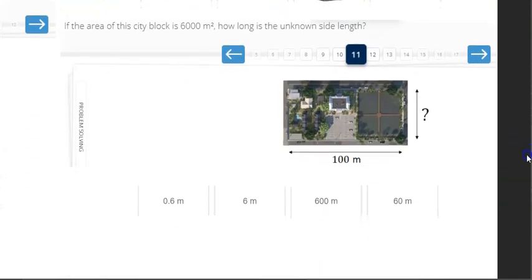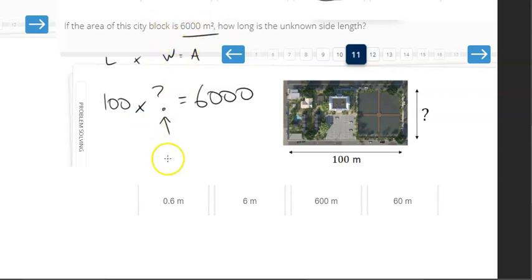Then you'll get questions that look like this. If the area of the city block is 6,000 square meters, how long is the unknown side length? So we know that 100 times some number that we don't know is going to give us 6,000. So we need to figure out what this number is, because remember our formula is length times width, and that will give us our area, but our area has already been given to us.